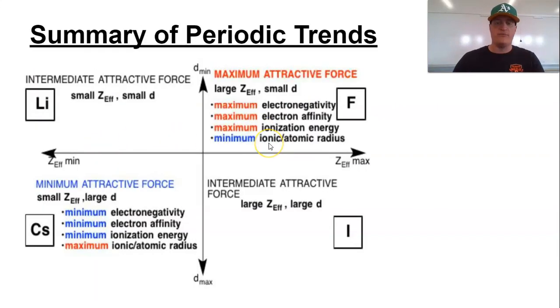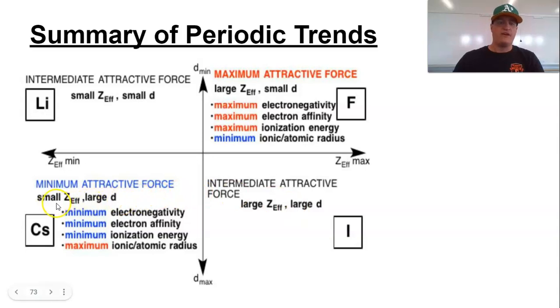ionic radius as well. Over here on the intermediate side, you can have a small effective attraction, but also a small distance. So small nucleus, small distance, and like iodine, large attractive force with its 53 protons, but it's very large. So it has intermediate attractive force to those electrons.